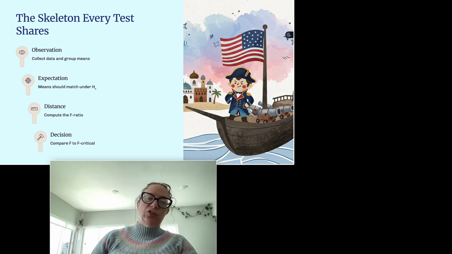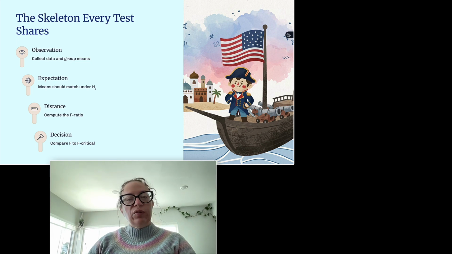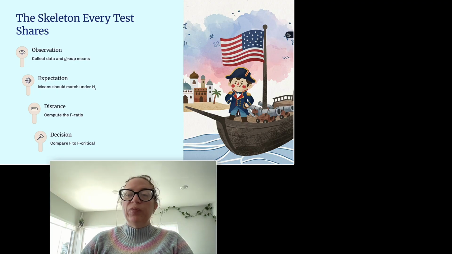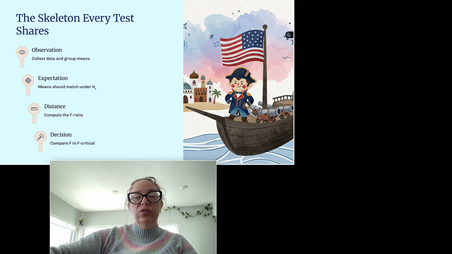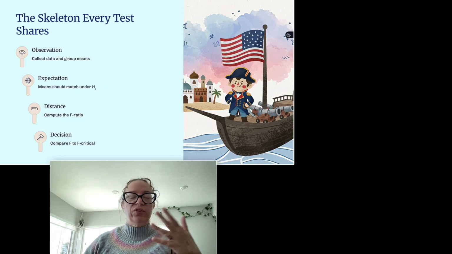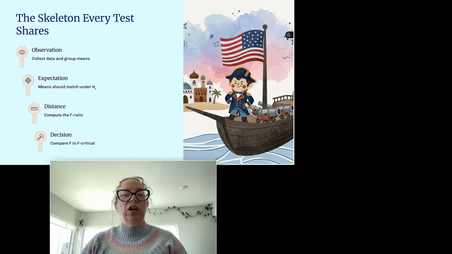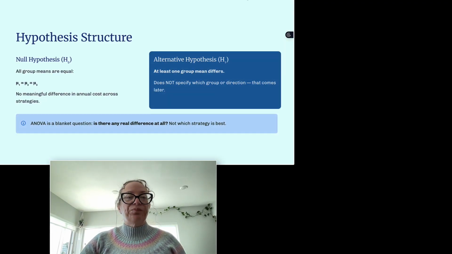And then you make a decision. You compare the test statistic to a reference distribution to decide whether the departure from expectation is significant. In ANOVA, you compare your obtained F to the F distribution, okay, at your degrees of freedom and alpha of whatever you choose, 0.05 usually. Okay, so observation, expectation, distance, decision, that's the skeleton. Every test, every time. The formula changes, the distributions change, the skeleton never changes.